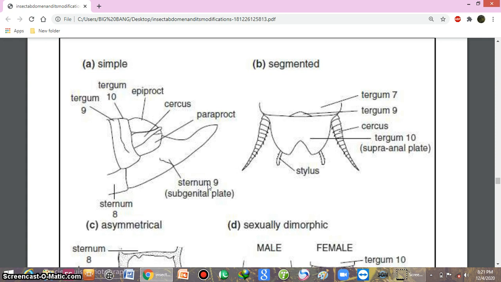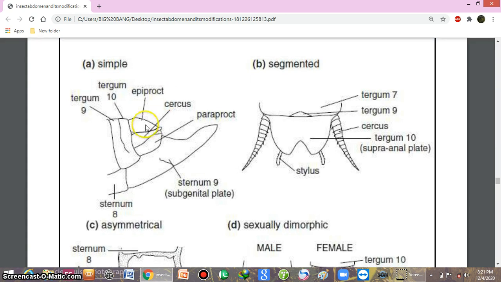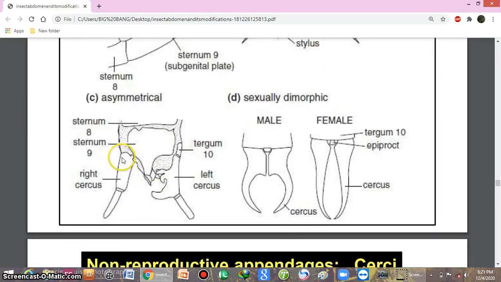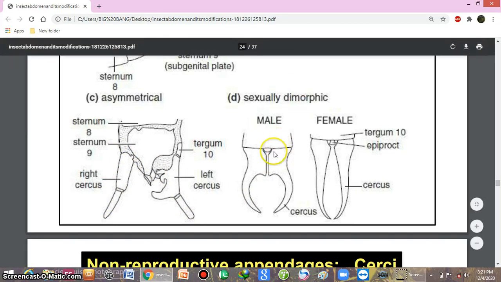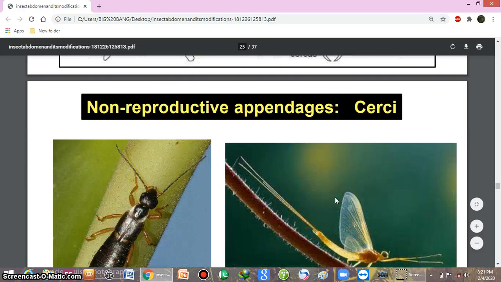This is a simple abdominal cross section: tergum 9-10, epiproct, cerci. Simple cerci are present. Here the cerci are segmented, and here the cerci are asymmetrical, the right one different from the left one. And here, sexually dimorphic cerci are different in males and females.